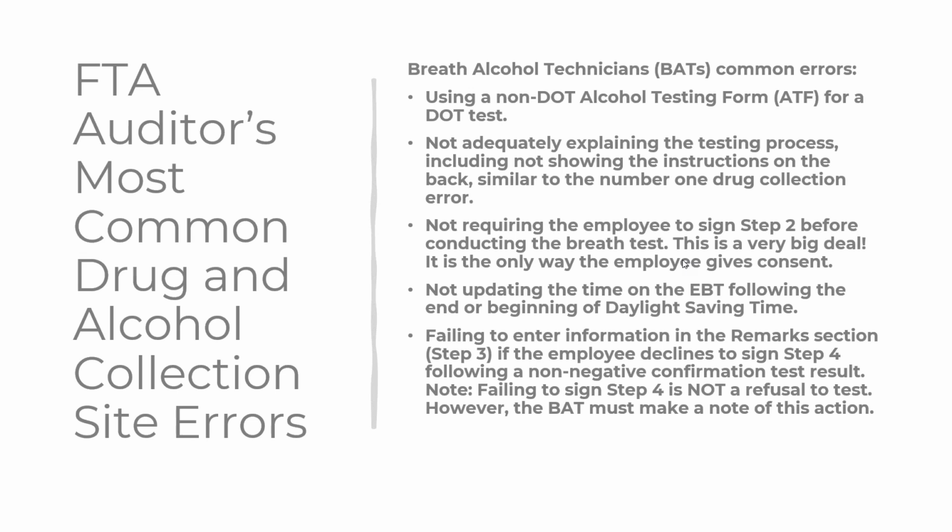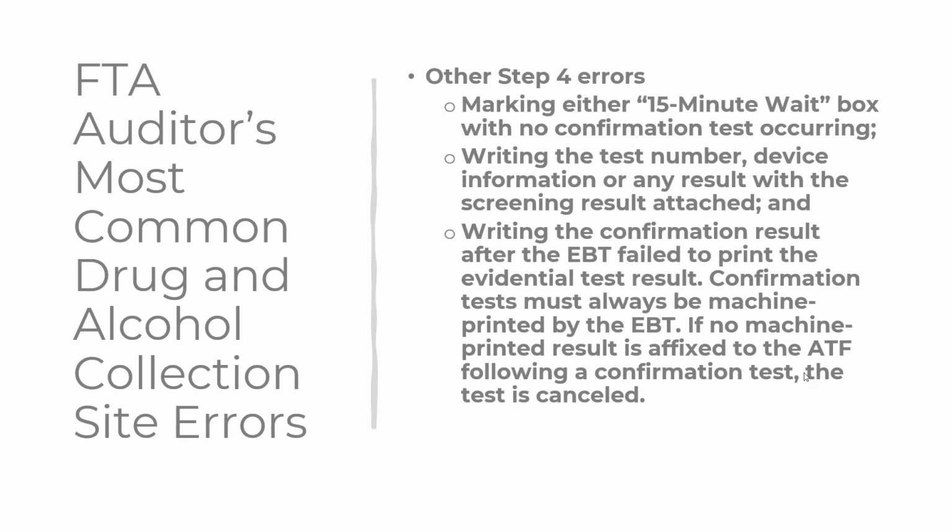Not updating the EBT during daylight savings time. Some EBTs will actually go from daylight savings time and they'll spring forward or fall back, whatever they need to do. Some do it on their own. Others, it's a manual process. A good practice is you got to change your EBTs when those happen. And if you forget, which can happen, you have to notate that in the remarks. And then here, failing to enter information in the remarks section, the employee declines to sign step 4. And not signing step 4 is where they say they have a positive test and they understand it's above a 0.02. Donor doesn't have to sign that. If they refuse, they just notate that.